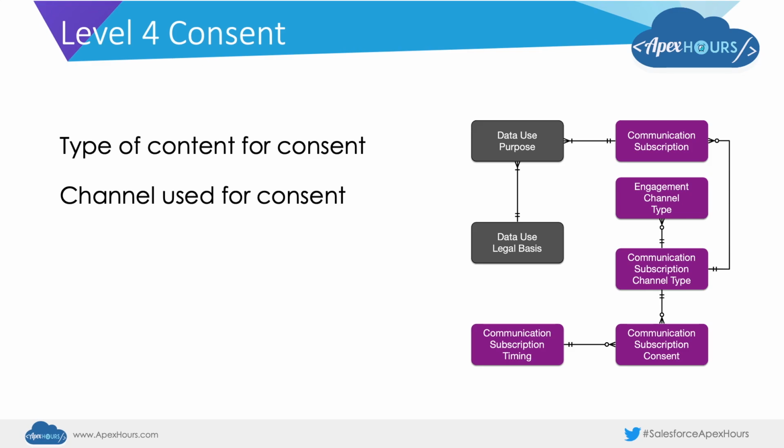This final level defines what type of content the individual consents to and by which channel. The communication subscription object defines the different communication types, for example, newsletter or announcements, which has a relationship to the communication subscription consent object that tracks an individual's consent against their subscription.